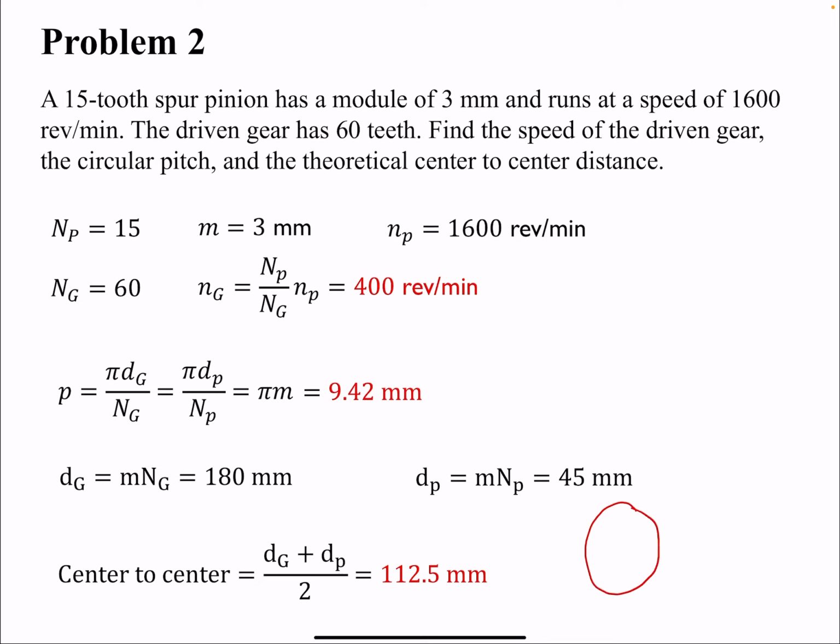So if these are the pitch radii, that's how far you need to place them. The radius of one plus the radius of the other one will give you the center to center distance.